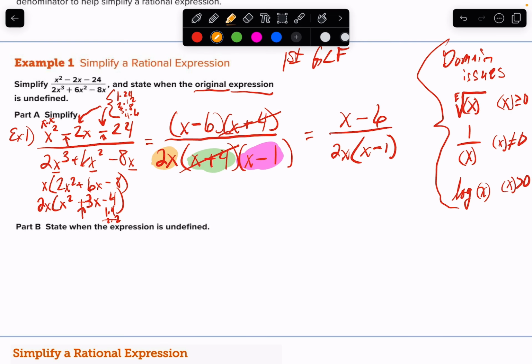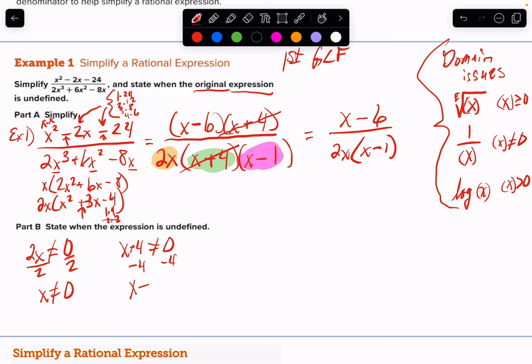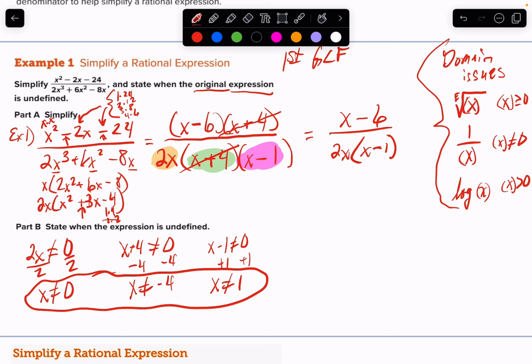Okay. And we want the original one before anything was canceled out, so I'm going to include the x plus 4. Okay, so if I say 2x is not allowed to be 0, and I divide by 2, x can't be 0. Okay, if I go x plus 4 is not allowed to be 0, and I subtract my 4, x can't be negative 4. And if I say x minus 1 can't be 0, and I add my 1 to both sides, x can't be 1. Those are my 3 places where x is undefined.